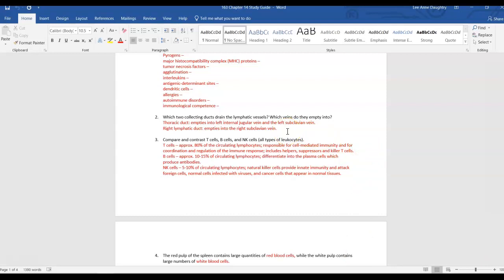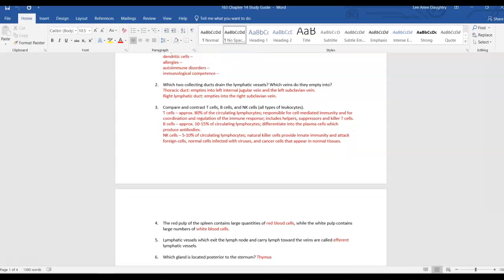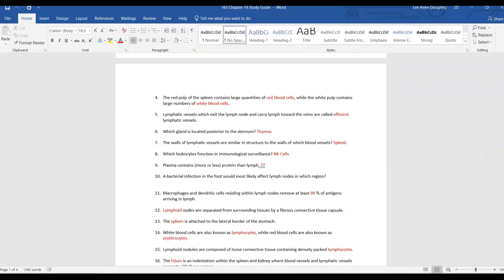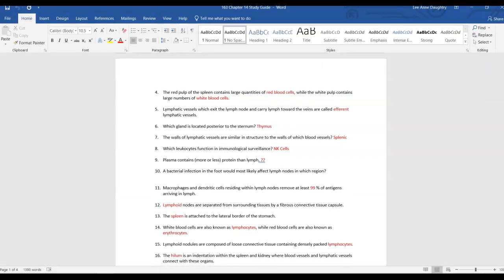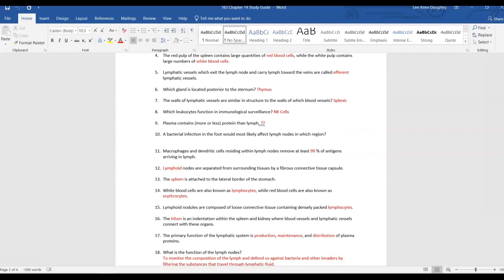Okay, here I remember, the two collecting ducts are the thoracic duct and the right lymphatic duct, and both empty into the subclavian veins. Good. And then we've got T cells, B cells, and NK cells. Perfect. Good job on that. Number 4 is correct. Number 5 is correct. Number 6 is correct. 7 is correct. Vein. No, 7 is not correct. 7 should be veins.